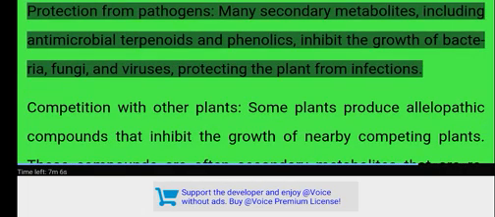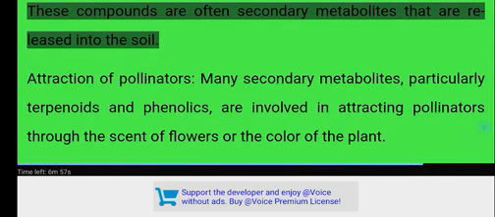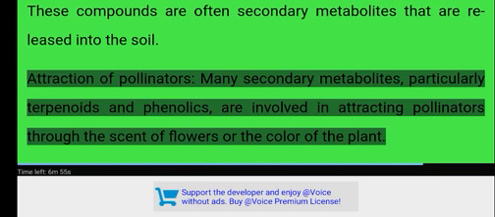Protection from pathogens. Many secondary metabolites, including antimicrobial terpenoids and phenolics, inhibit the growth of bacteria, fungi, and viruses, protecting the plant from infections. Competition with other plants. Some plants produce allelopathic compounds that inhibit the growth of nearby competing plants. These compounds are often secondary metabolites that are released into the soil. Attraction of pollinators. Many secondary metabolites, particularly terpenoids and phenolics, are involved in attracting pollinators through the scent of flowers or the color of the plant.